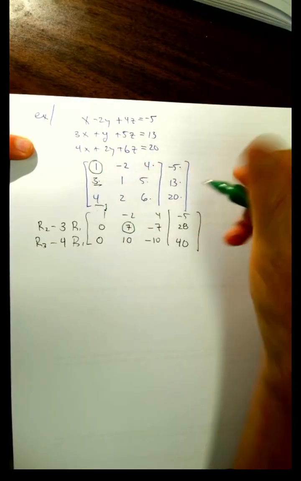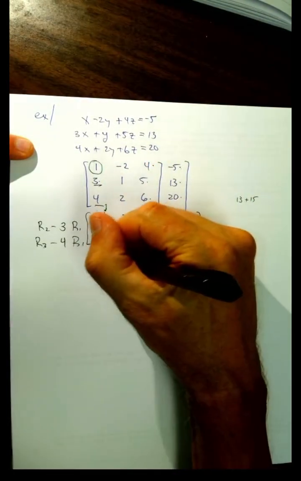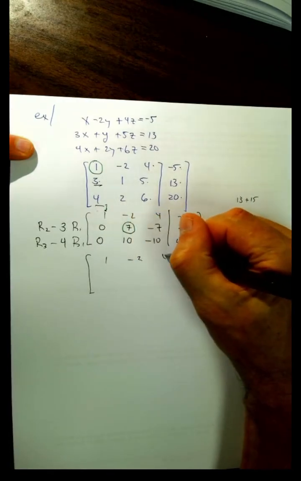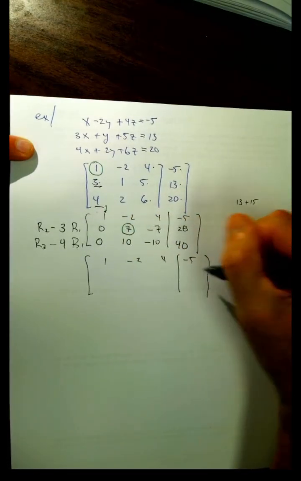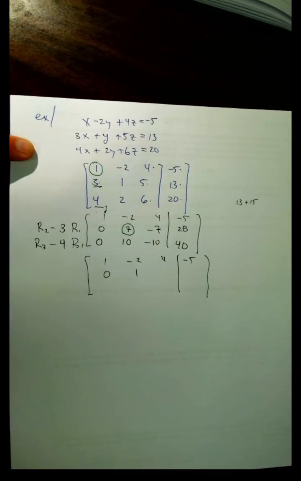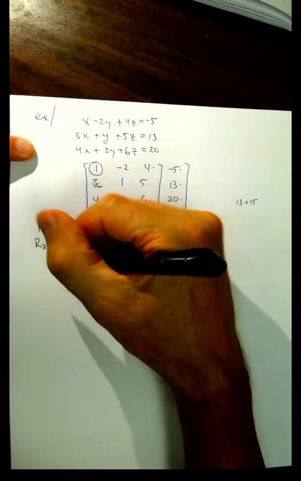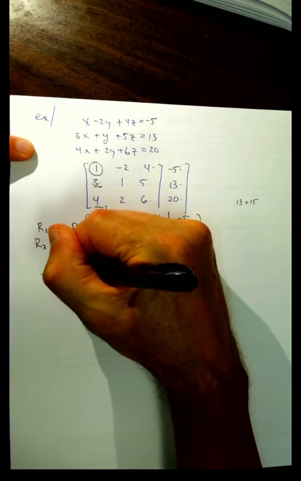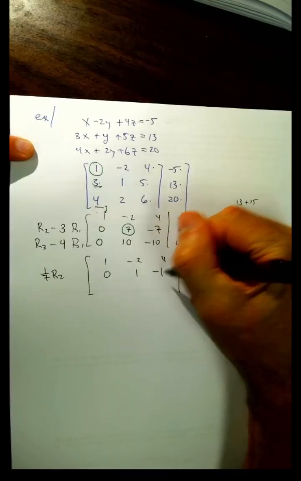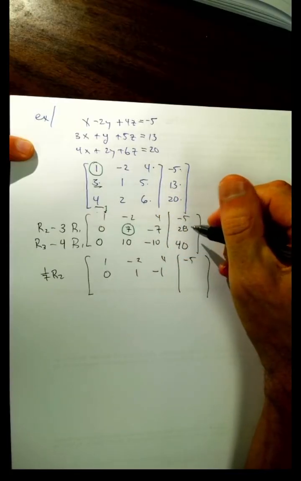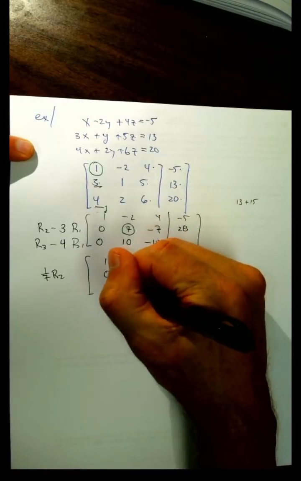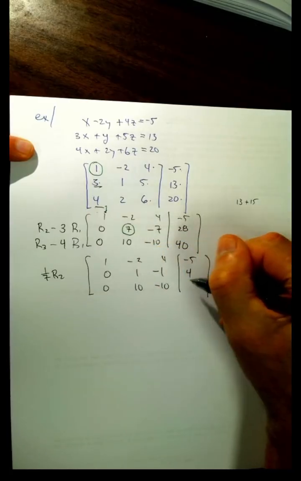This is my next pivot. So I'm going to leave the top row alone. I want to get a 1 there because that's my pivot. So I'm going to do 1/7 of row 2. So minus 7 divided by 7, 28 divided by 7 is 4. And now I'm going to leave everything else alone.